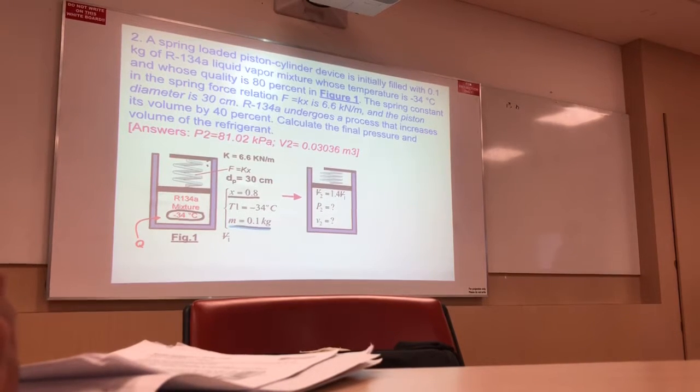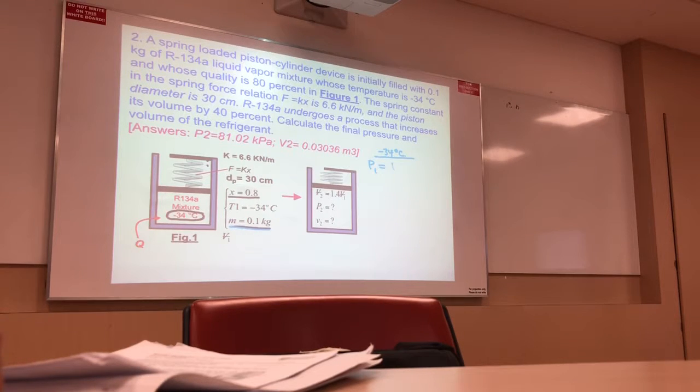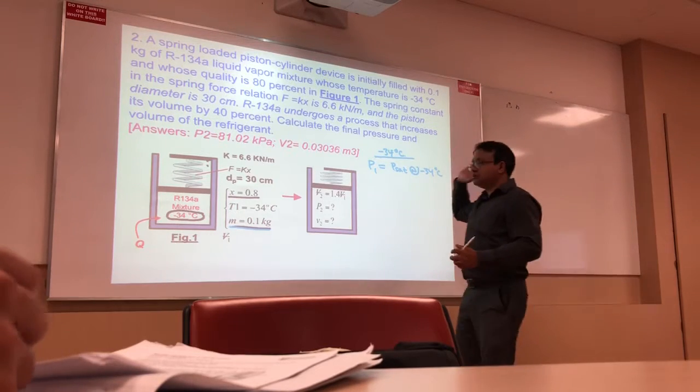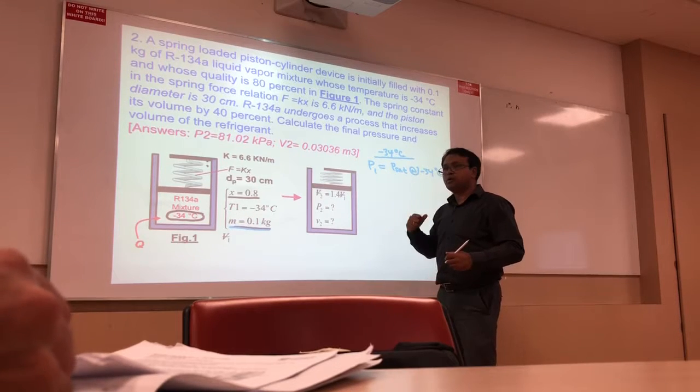Very easy for me now, okay? Why is it? I know state 1. State 1 tells me the temperature is minus 34 degrees Celsius, right? So I can find P1. What is P1? P saturation with respect to minus 34 degrees Celsius. Agree? No problem. I can get it from the R134a table. From the table, I can find pressure P1.